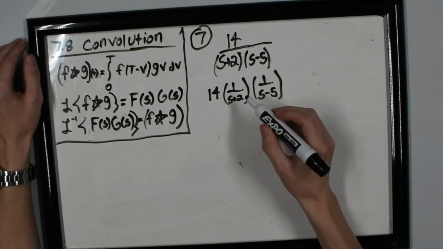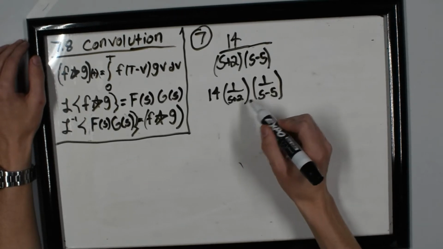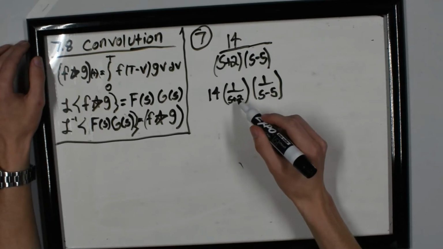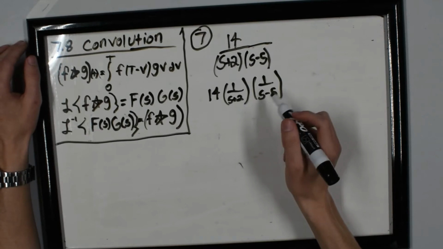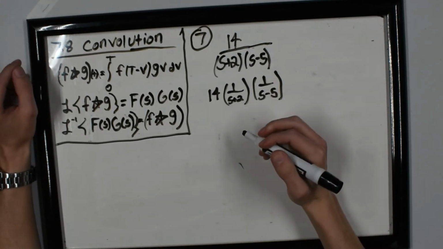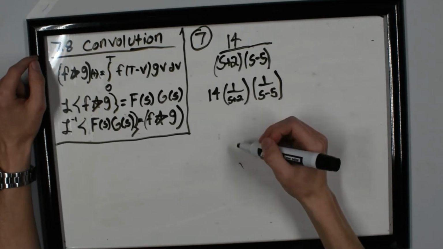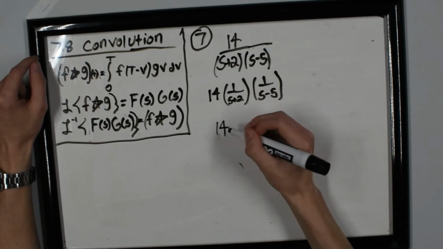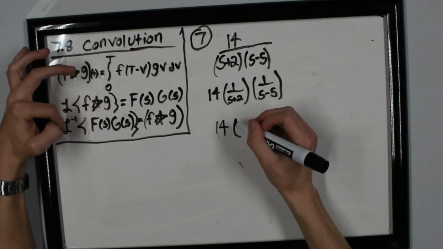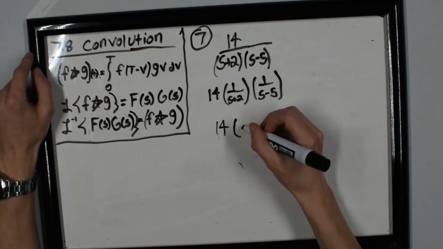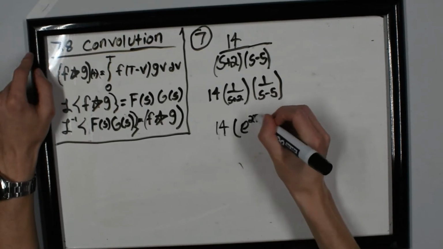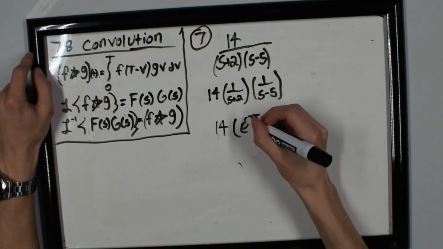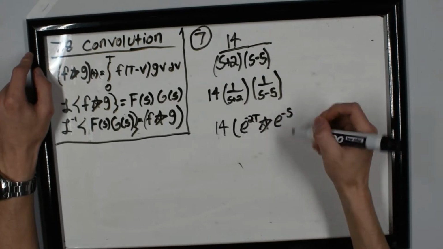So essentially what we have here is two Laplace transforms multiplied by each other, where this is e to the negative 2t and this is e to the 5t. But anyways, we can write this as 14 times the convolution, because of the inverse Laplace transform property, e to the negative 2t convolved with e to the 5t.